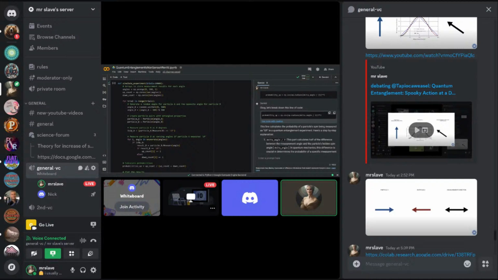Next, measure particle A at 0. So particle A measure at 0. Is it up? Is it up?